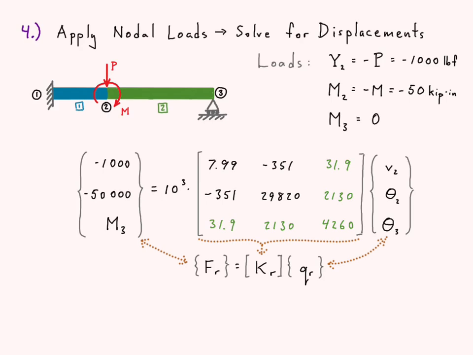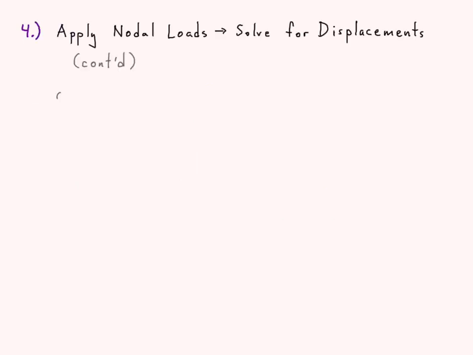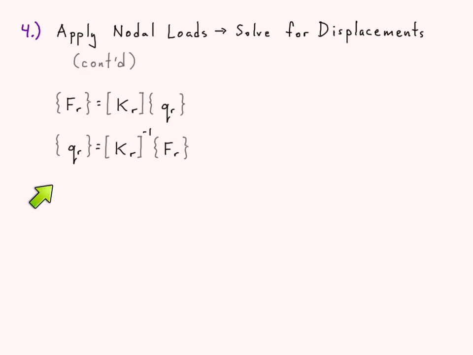And of course, there is no moment applied at 3, so we'll just go ahead and substitute M3 for 0. All right, so with that, we can move on to the next part, which is inverting our stiffness matrix. So this is our original reduced stiffness matrix equation. And we can go ahead and invert the reduced stiffness matrix to figure out what our displacements are.